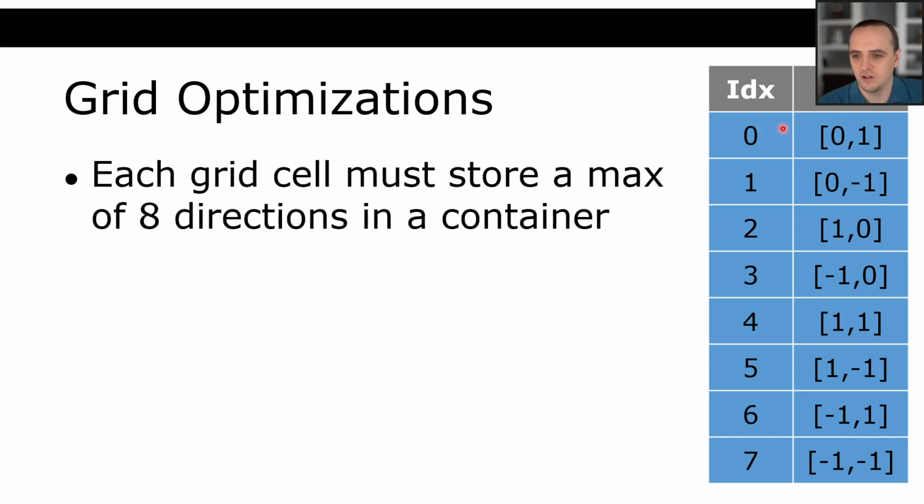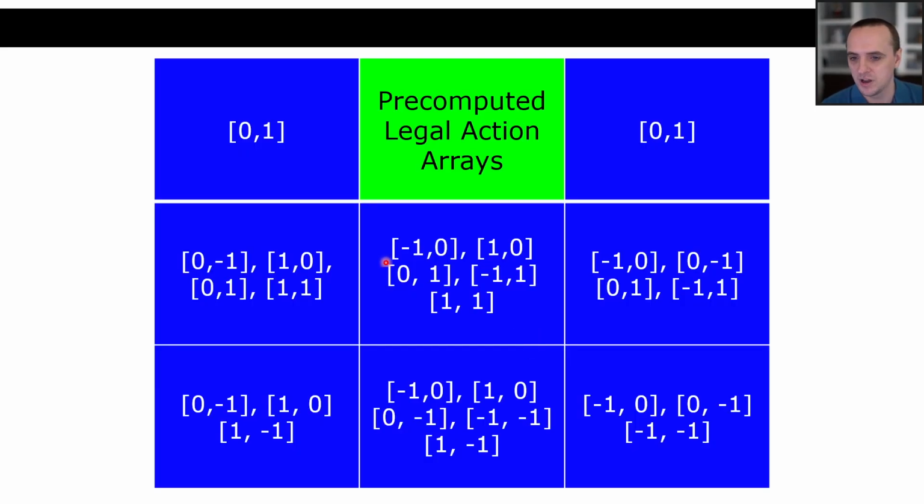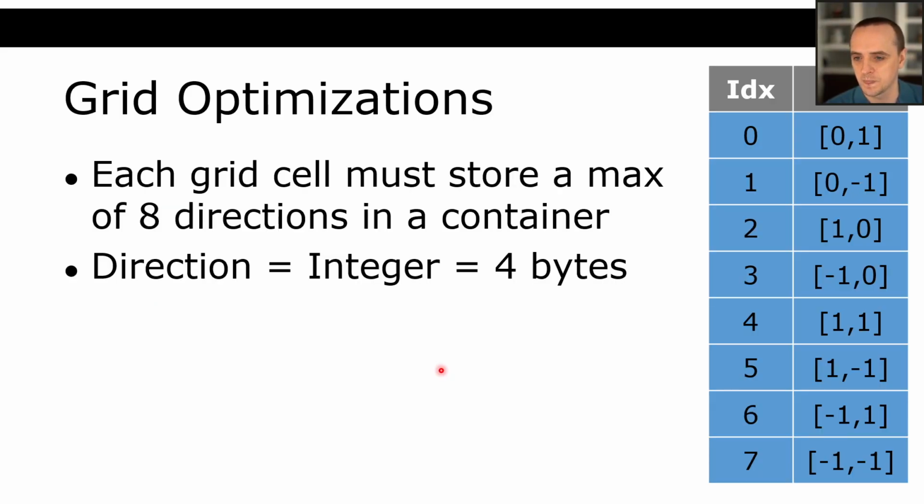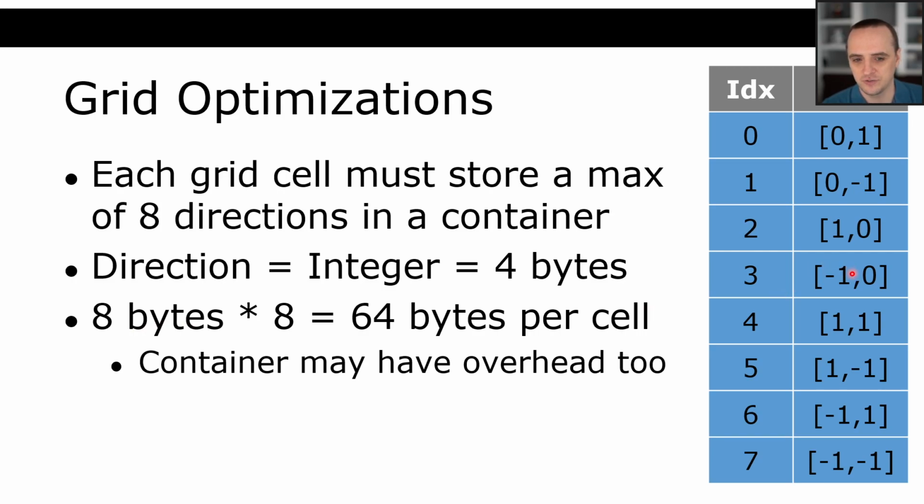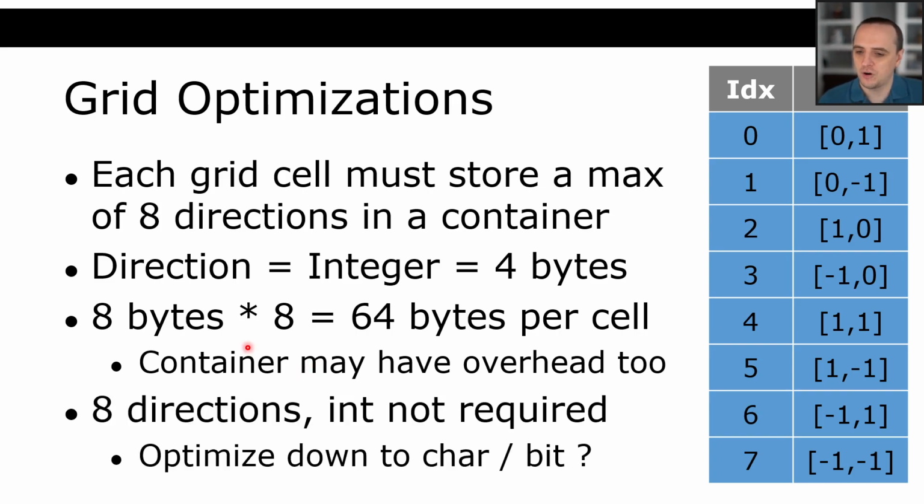So each grid cell must store a maximum of 8 directions in that container. Remember? Like this could have 8 legal actions. In this case, it only has 5, but it could have up to 8. So one direction is an integer, which is now 4 bytes, right? Because I'm storing as an index. So 8 bytes for 2 integers times 8 is 64 bytes per cell. The container may have some overhead too. But for only 8 directions, we don't necessarily need an integer for this. Let's see how we could optimize something like this to take up far less memory, okay?